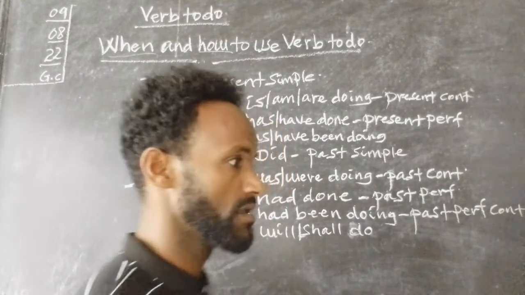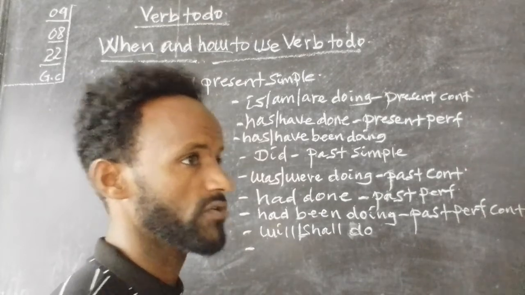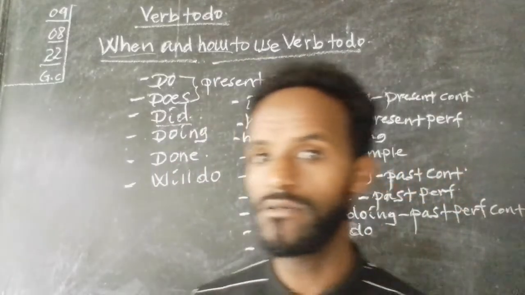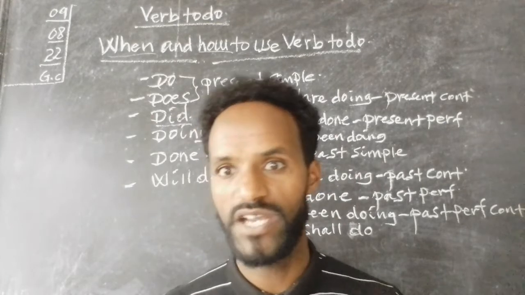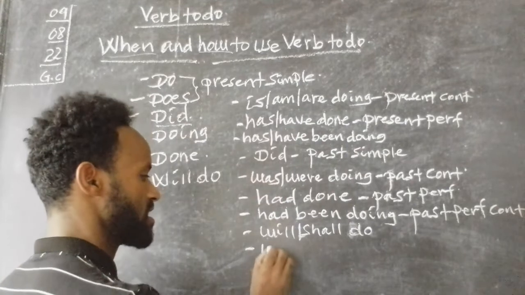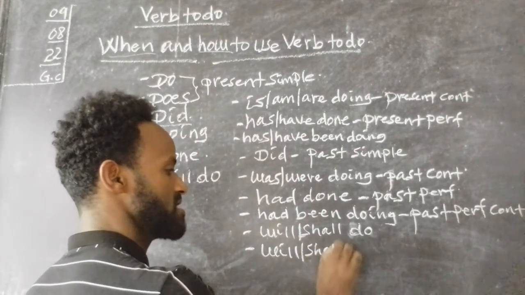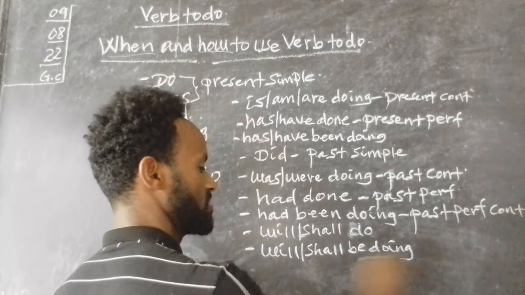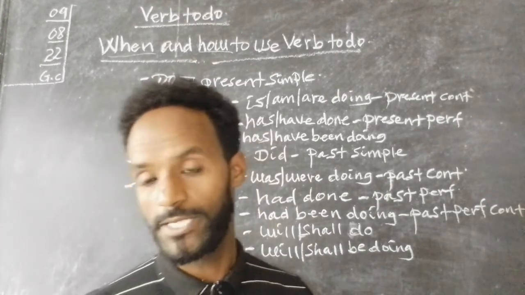Another one is the verb to do in the future continuous. So to form the future continuous of the verb to do, we use what? The auxiliary verbs will or shall plus be plus the -ing form. So the -ing form of do is what? Doing. So we can say will or shall plus be plus doing, and then will or shall be doing is the future continuous of the verb to do.